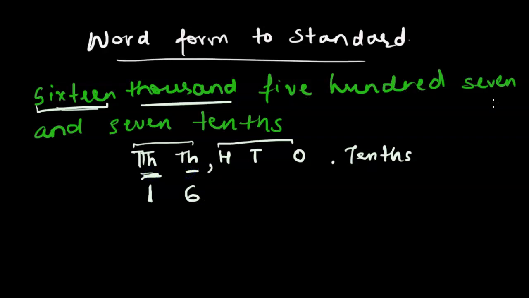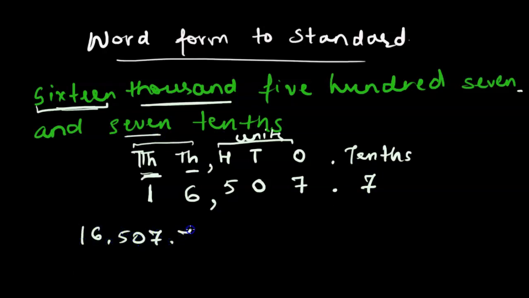Next we have 507. So we can put a comma, 507, because there is no ending name. So that means the category belongs to units category. Next is and means decimal. 7 falls in tenths place. So we put 7/10. Therefore, the answer is 16,507.7. If we are further asked to write it down in expanded form, we know how to do it. We'll just separate out each place values. Either we can put with words or we can put with zeros.